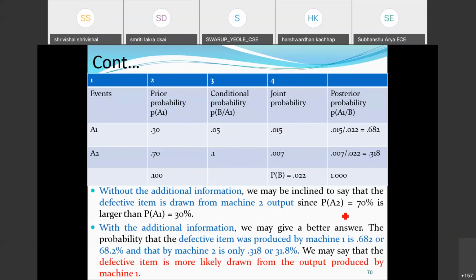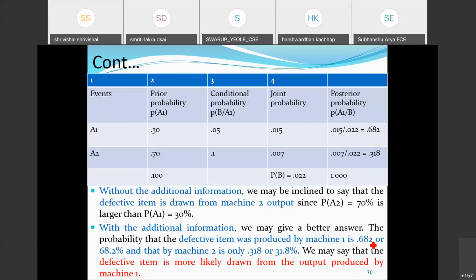But once we solve it mathematically here, we will get a clearer picture. If we go for the joint probabilities, then with the additional information we get a better picture when we calculate the defective probabilities. For machine 1 it is coming 0.682, and for machine 2 it is coming only 0.318. So we can say there is a 68% possibility that a defective item is more likely drawn from the output produced by machine 1 compared to machine 2.